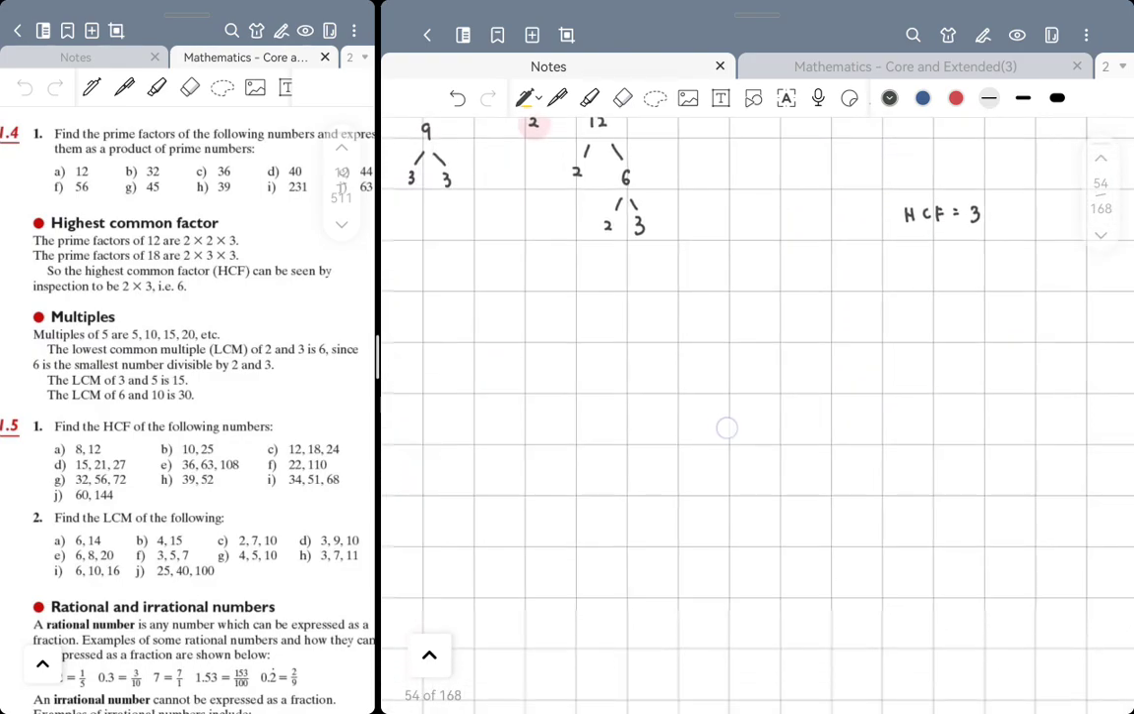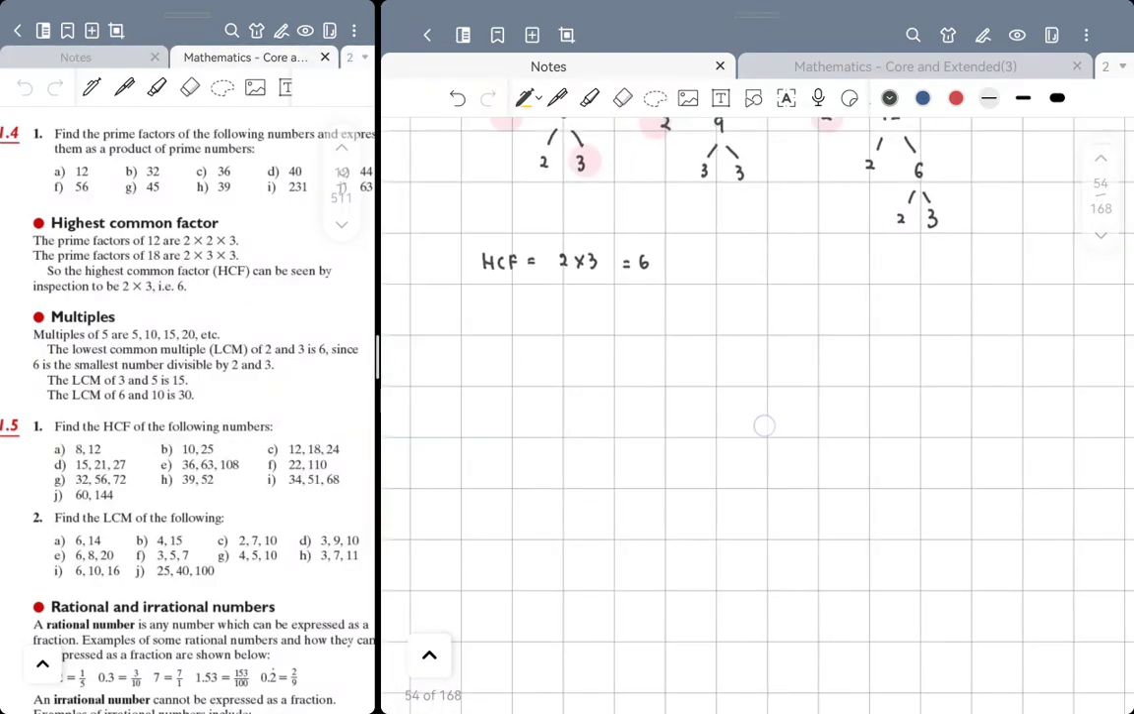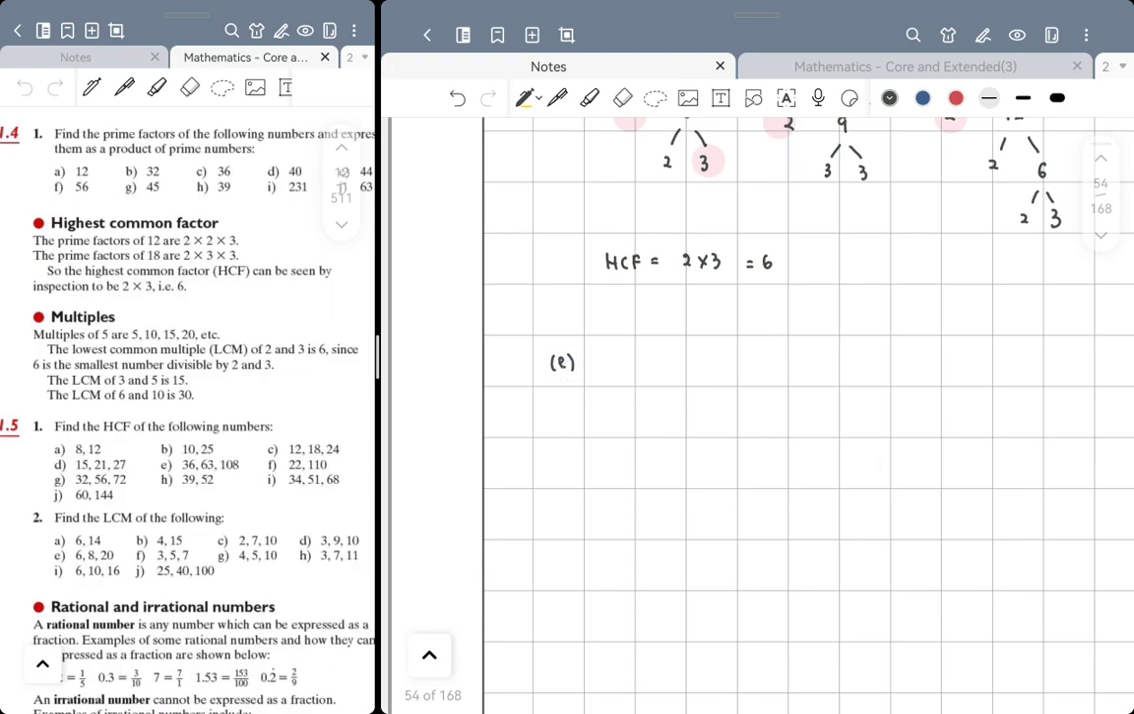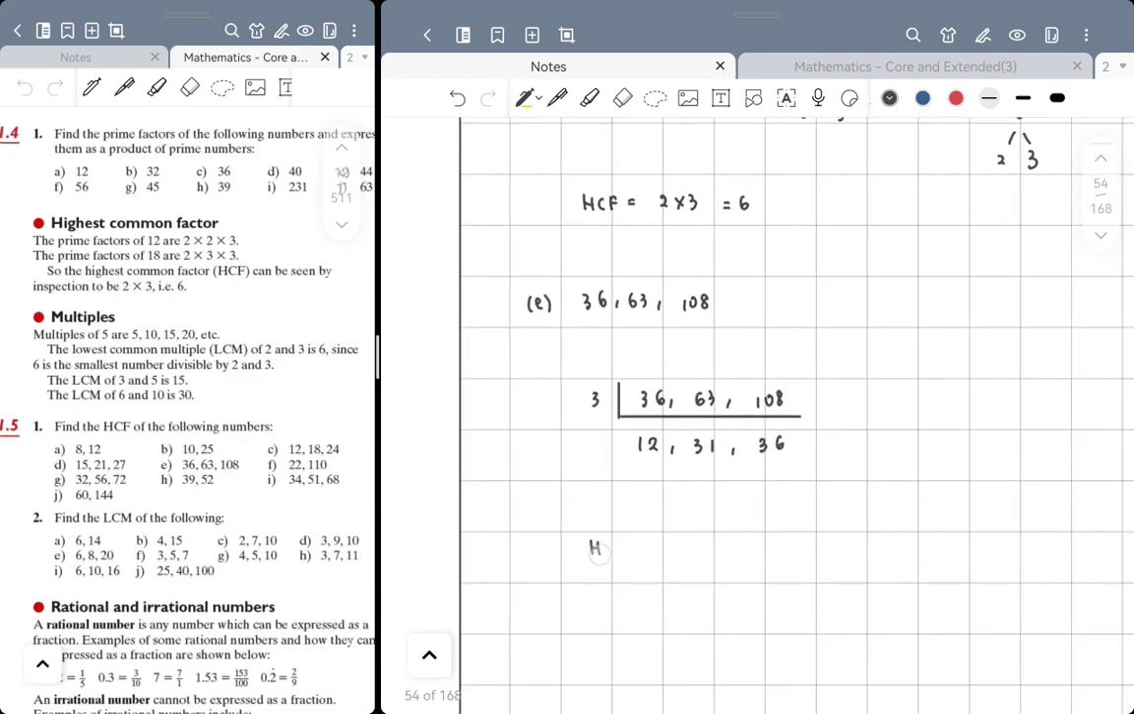Let me show you another sample. This is D. Let's do E. 36, 63, 108. Firstly, I'm going to use 3, and I'll get 12, 21, and 36. And then, can I divide it further? I don't think so. So the answer is 3.